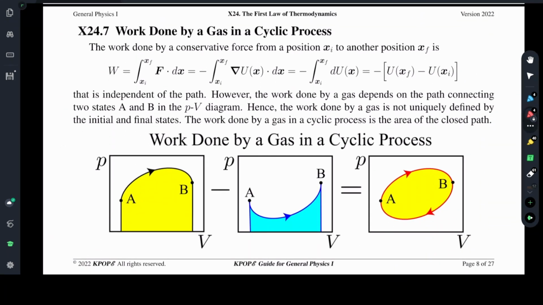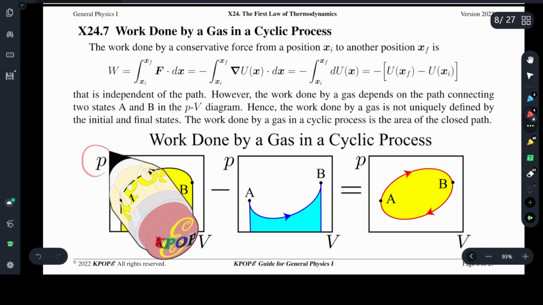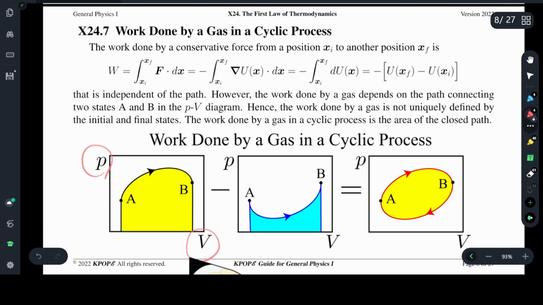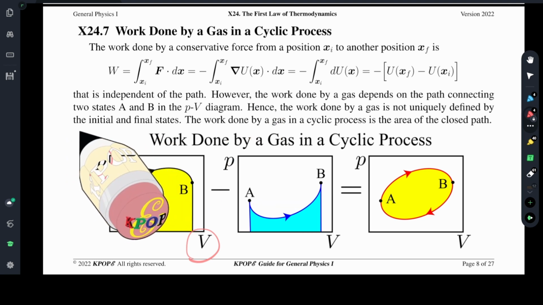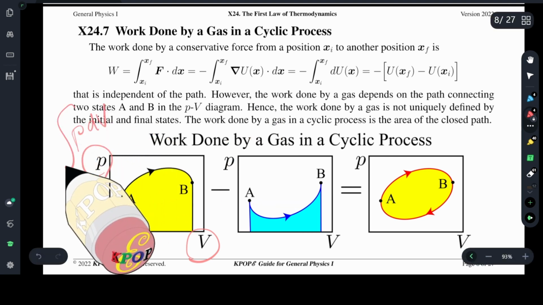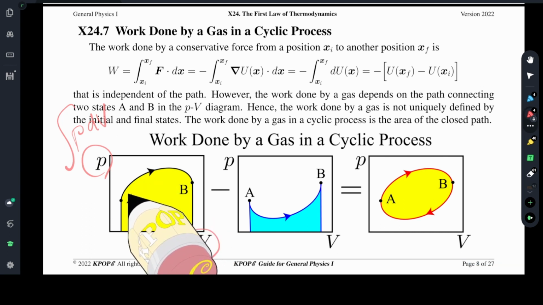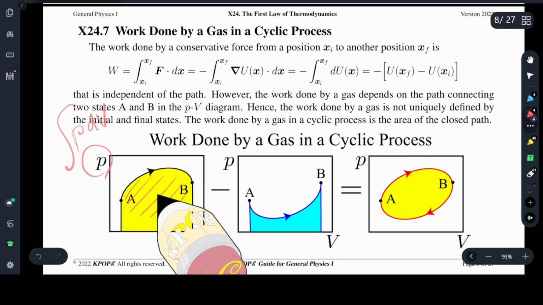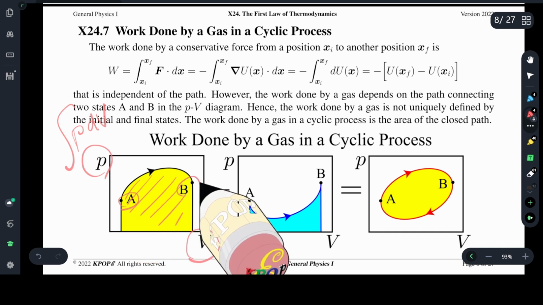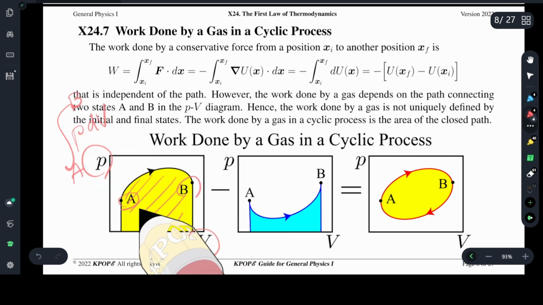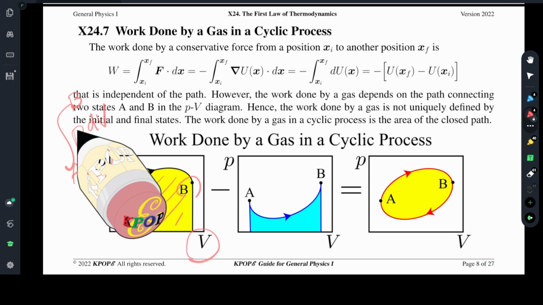Next, we consider the work done by a gas in a cyclic process. In order to compute the work done by a gas, it is convenient to draw a diagram, a PV diagram. In that case, because the work done by the gas is the integral of PdV, the area below the curve from A to B is the work done by the gas.